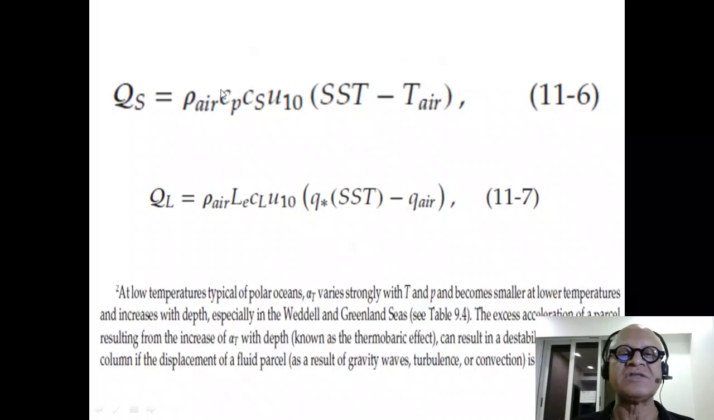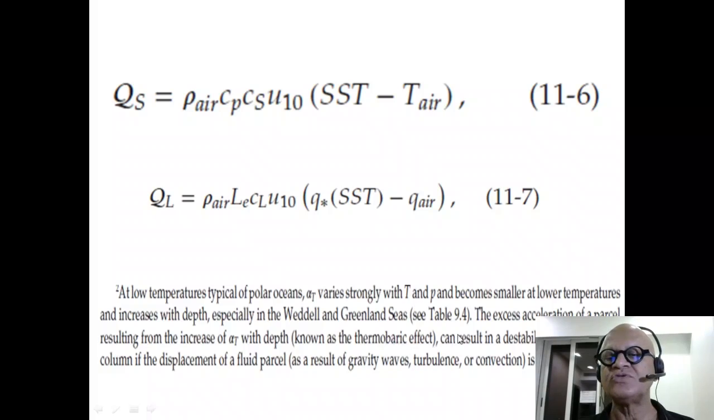Obviously, things are not that simple. Here is the sensible heat again, latent heat flux again. In the polar latitudes, temperatures are very low. As we saw, latent heat flux can be low, but alpha T varies strongly with temperature, as we saw, and also with pressure. This dependence is called the thermobaric effect. So the increase of alpha T with depth is called thermobaric. Temperature and pressure. Baric, barometer, is pressure, right?